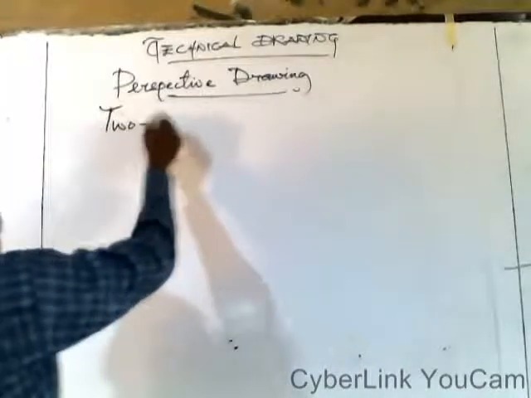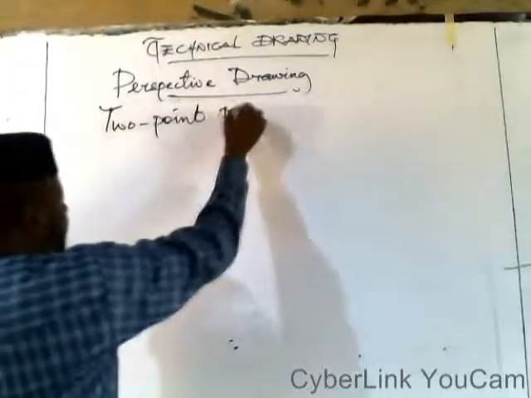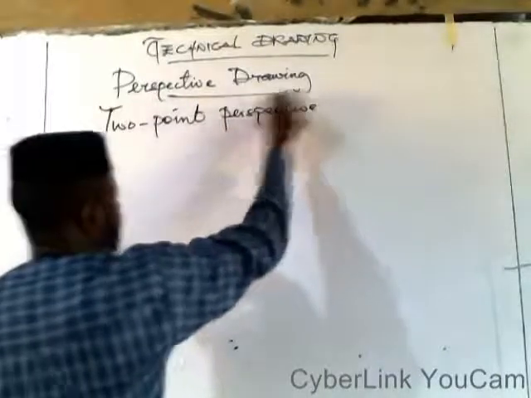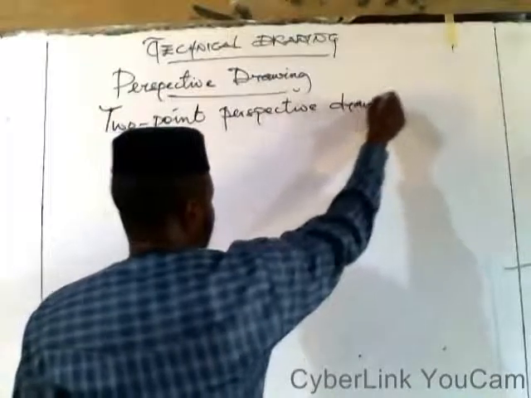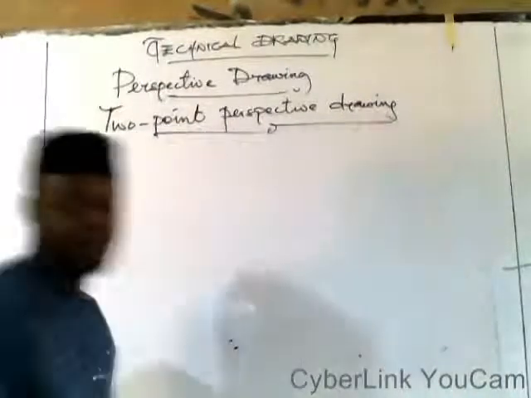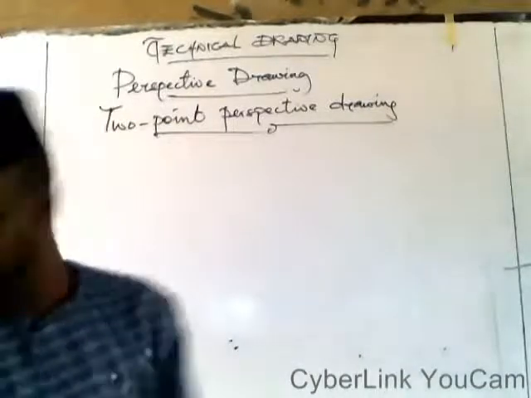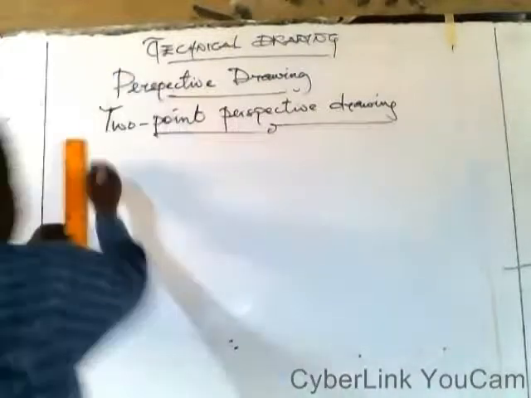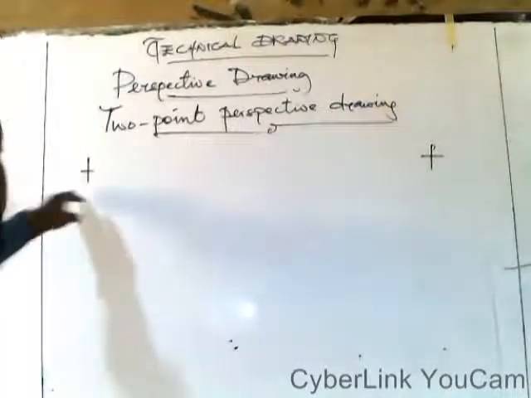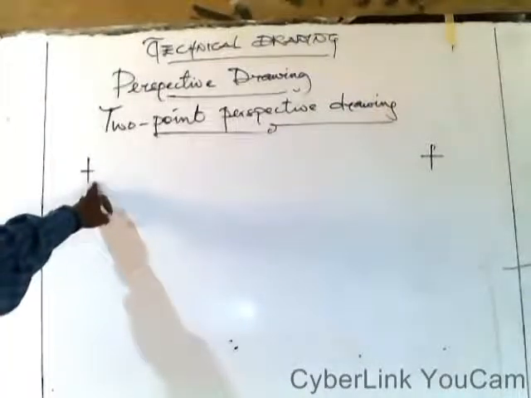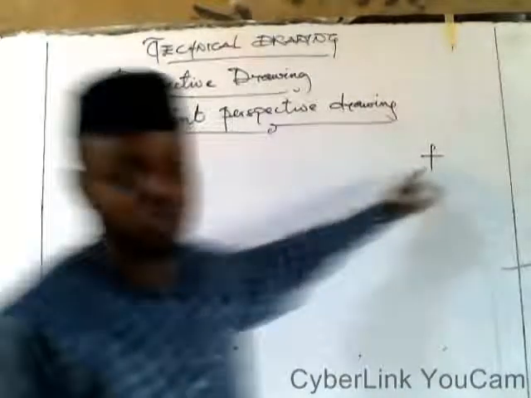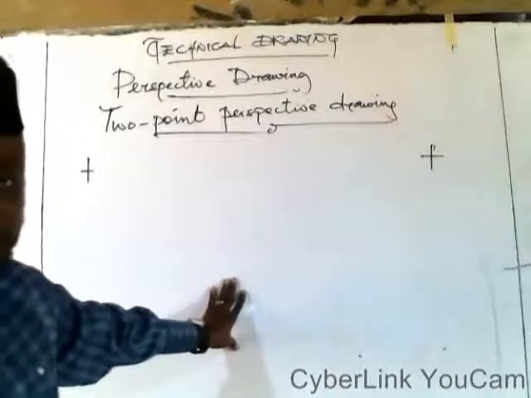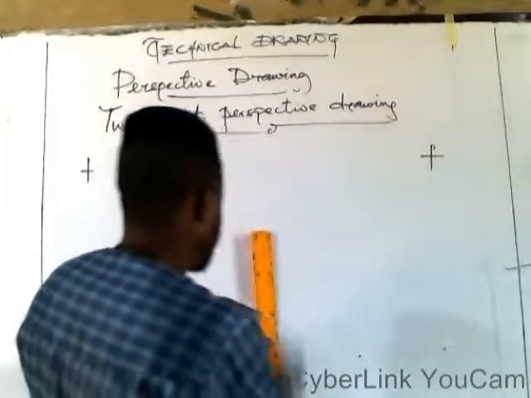So it is 2-point. Don't forget that I said in 2-point perspective drawing, we are going to have two vanishing points. So the first thing to do is to locate your vanishing point at the top of the drawing. In 1-point perspective, we only have one vanishing point. But in 2-point perspective drawing, we are having one and we are having two. So the building you want to draw is somewhere here. Let me add that the building is like this one.